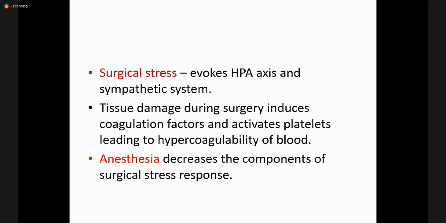So the purpose of anesthesia is to decrease the components of the surgical stress response, like evoking of the hypothalamus pituitary axis, stimulation of the sympathetic nervous system, and stimulation of coagulation factors, right? So anesthesia decreases the components of the surgical stress response.